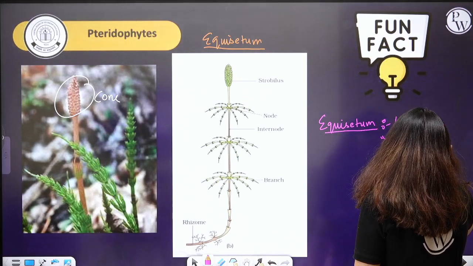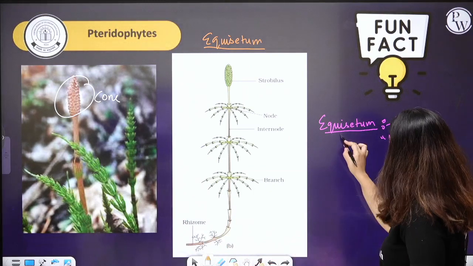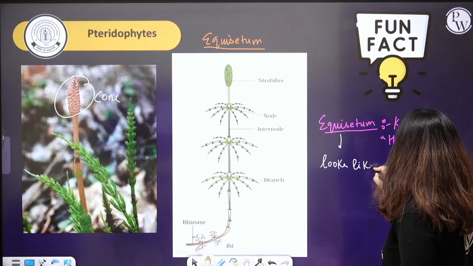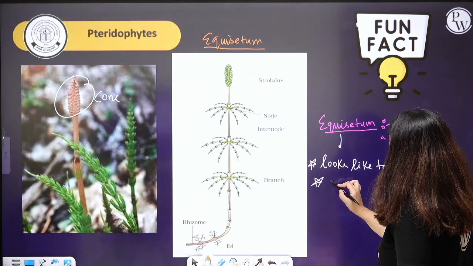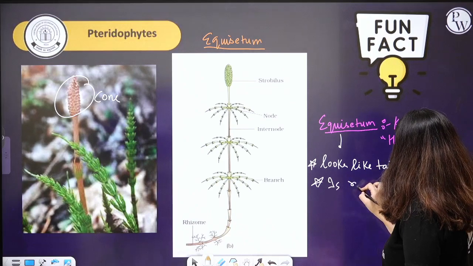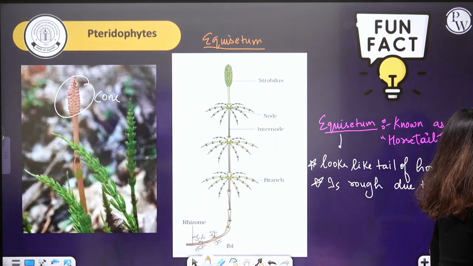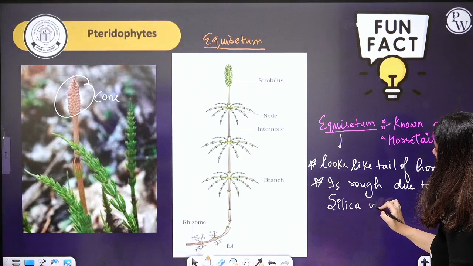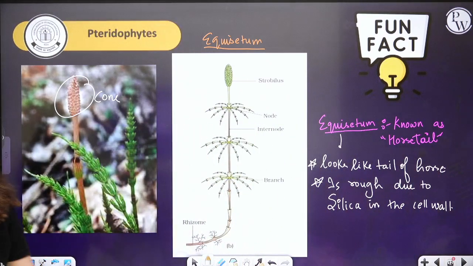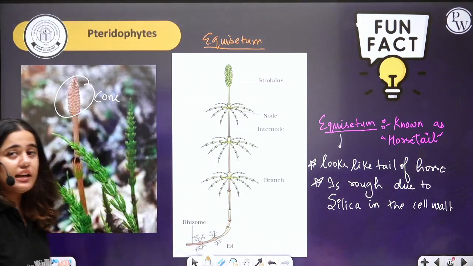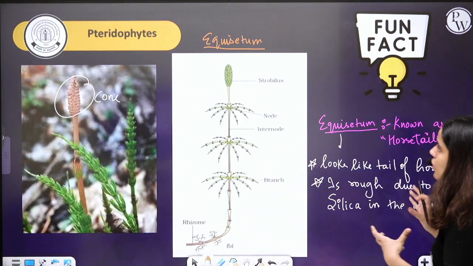Why? First, it looks like the tail of a horse, and there is one more reason. Second, Equisetum is rough like the tail of a horse due to silica in the cell wall. Their cells have silica in their cell wall, that's why they are rough. So there are two reasons why we call them horsetail, right?